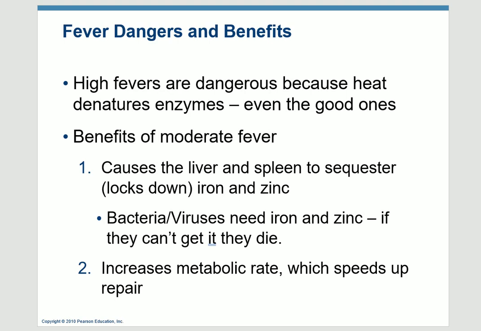But let's talk about some good stuff. All right, so benefits of a moderate fever. Moderate fevers can cause the liver and spleen to lock down the iron and zinc, which is what bacteria and viruses need for survival. And if they don't get it, then they die. Fever also increases the metabolic rate and speeds up repair. So it gets your lymphocytes to move faster and moves everything to the spleen faster too. So that's good. But you want to be at 102 and under. Remember, 103 plus is the danger zone.